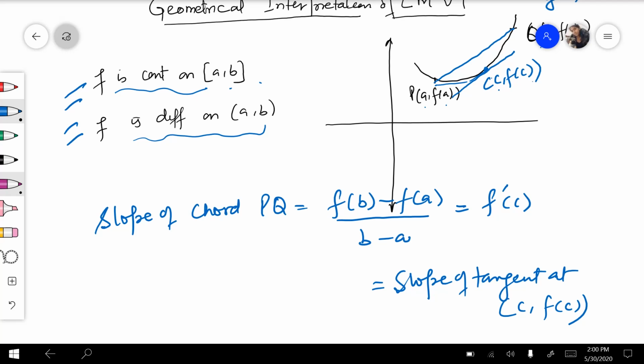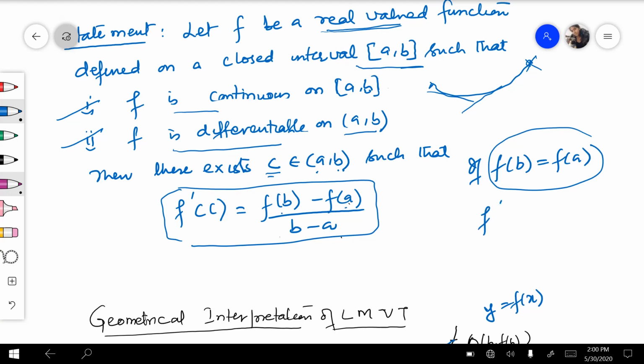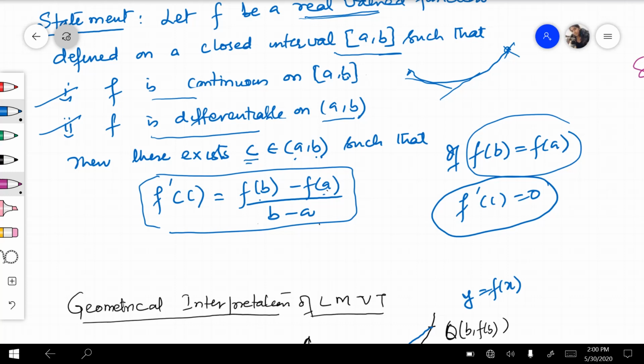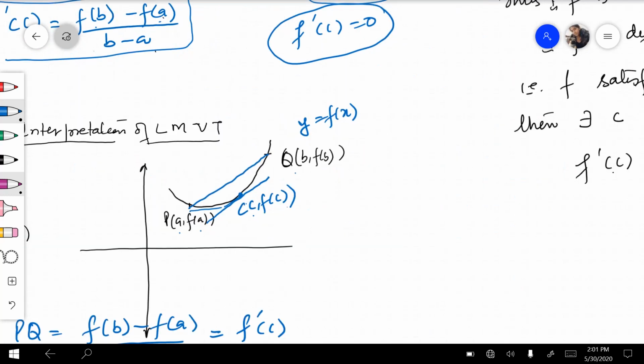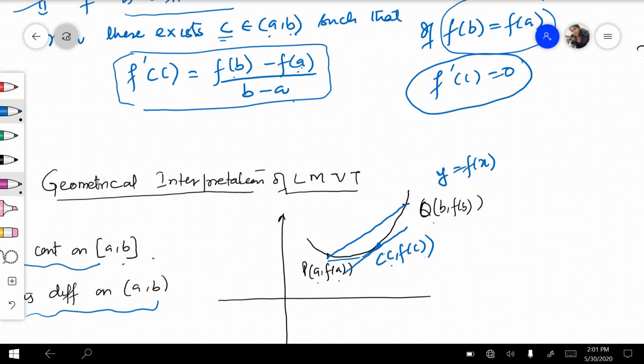Now again, if you look at this expression, if f(b) is equal to f(a), which was the condition of Rolle's theorem, then f(b) minus f(a) will be equal to 0. So this gives you f dash c is equal to 0, which implies Rolle's theorem is a special case of the mean value theorem.